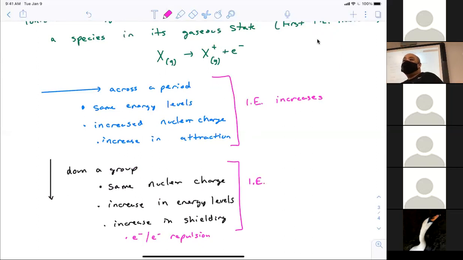But as you go down a group, what happens to that nuclear attraction? It gets less and less because you have more and more shielding. So what does that say about the energy required to remove that electron? It decreases, exactly, because the attraction gets weaker. Therefore it takes less energy to remove the electron.